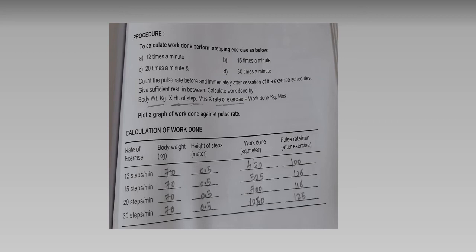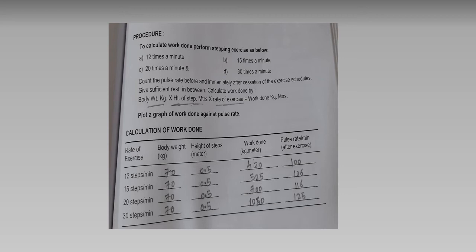So how to calculate work done? See there, the formula is given. Calculate work done by body weight into height of steps into rate of exercise. So body weight is, say, 70, into height of steps 0.5, into rate of exercise. If you did 12 steps per minute, that will be 12. So 70 into 0.5 into 12, that will be 420.